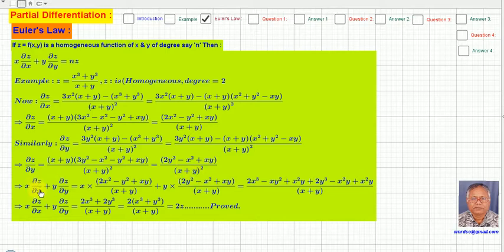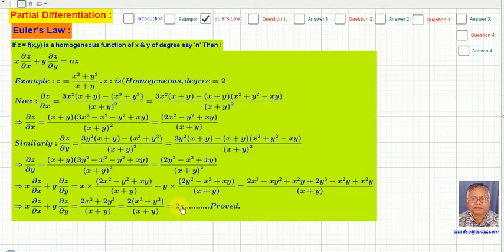Now x times del z/del x plus y times del z/del y is equal to x into the value of del z/del x plus y into the value of del z/del y. You solve it, and finally you will get x del z/del x plus y del z/del y equal to (2x cube plus 2y cube) upon (x plus y) whole square. In fact, sorry, one factor of x plus y will go away. So that gives you 2z. Finally, you get 2z. All right.